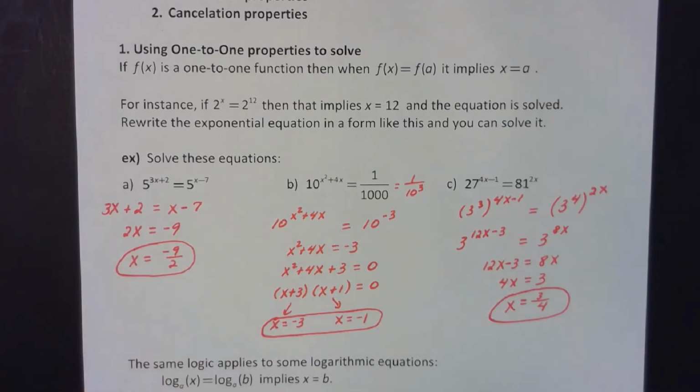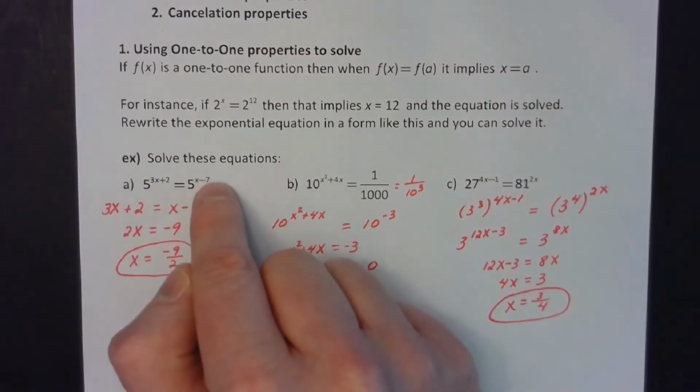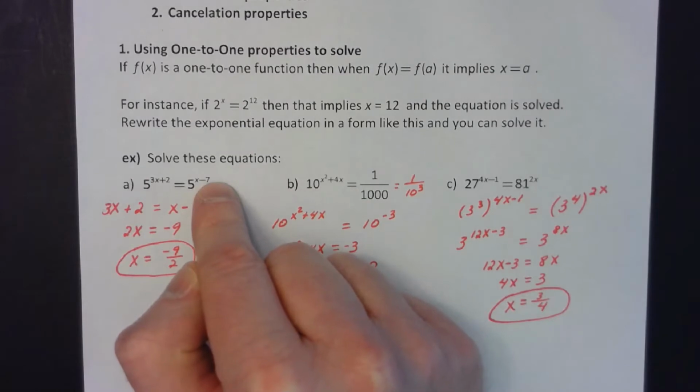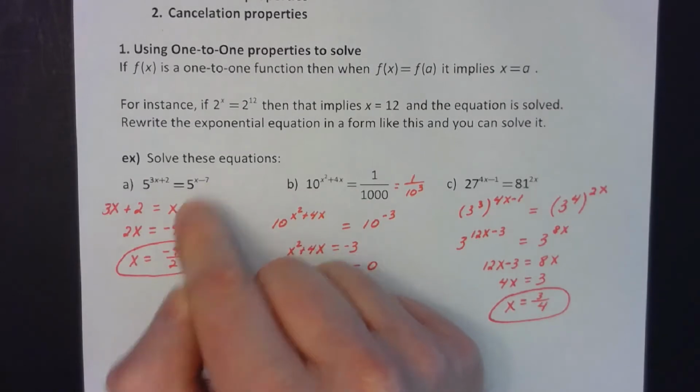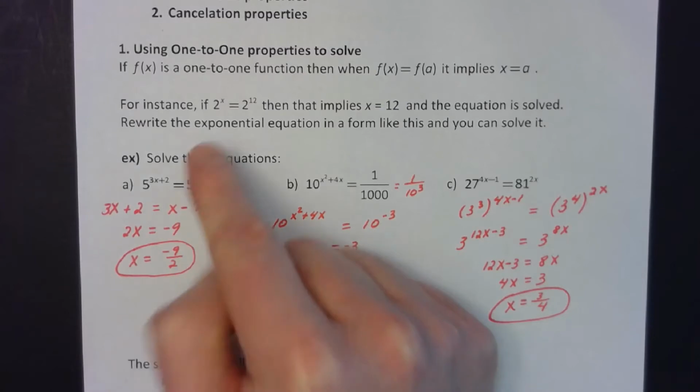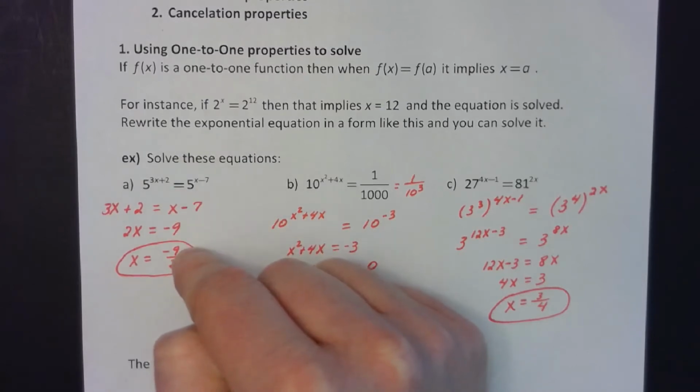You never really have to worry about the answer you get to any exponential equation, and remember the reason for that is because the domain of any exponential equation is always all real numbers. So whatever answer you get, as long as your algebra is correct, it's a correct answer.